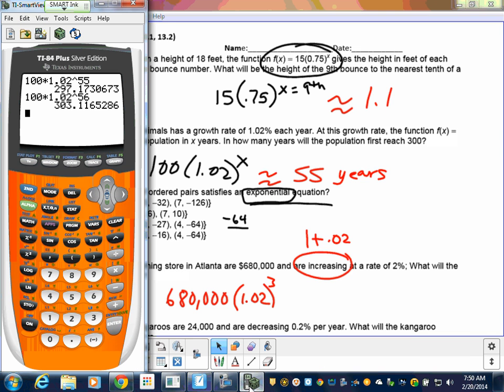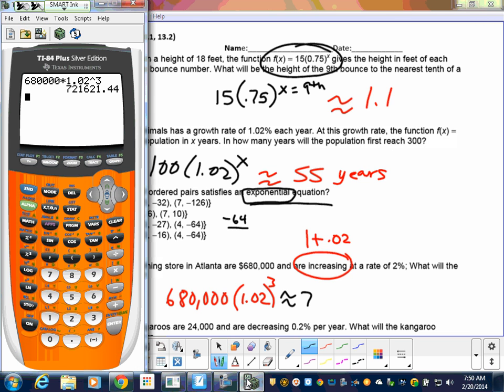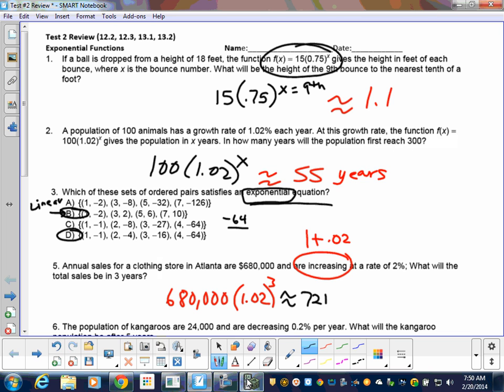So guys, then again, it's just a matter of plugging these numbers into your calculator, 680,000 times 1.02 to the third, and there you go. $721,621.